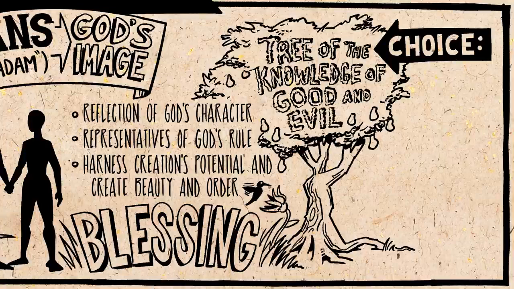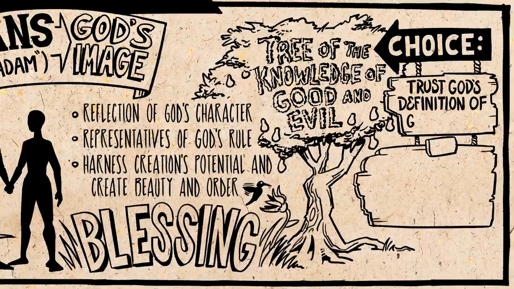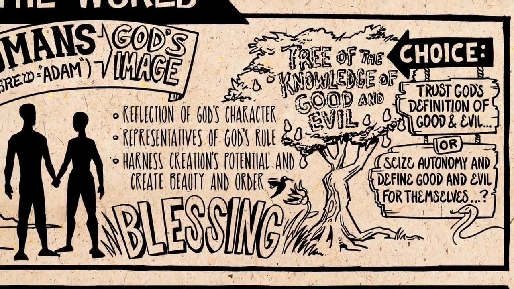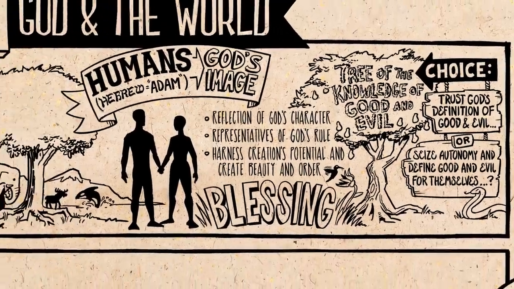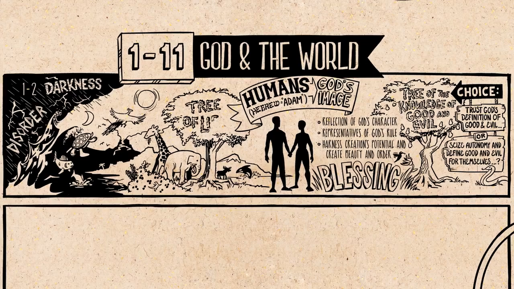Up till now, God has provided and defined what is good and what is not good. But now God is giving the humans the dignity and the freedom of a choice. Are they going to trust God's definition of good and evil, or are they going to seize autonomy and define good and evil for themselves? And the stakes are really high. To rebel against God is to embrace death, because you're turning away from the giver of life himself. This is represented by the tree of life.